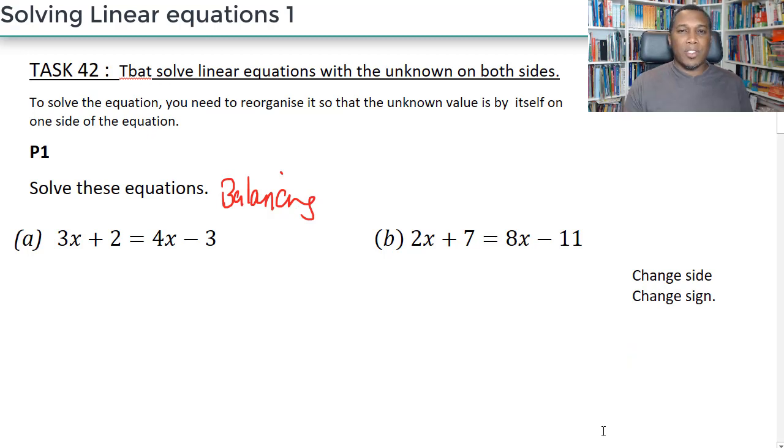We want methods that can give us success, because for a lot of people, this is where they get stuck in algebra. They can't do anything more than the 2-step, and we want to get to the stage where we can do these. So let's do this.